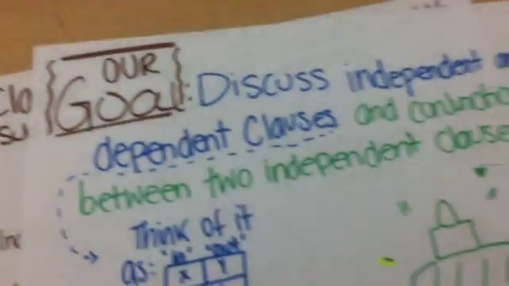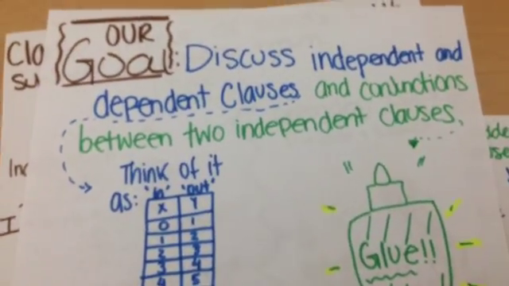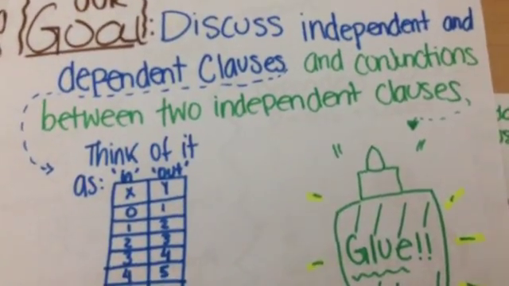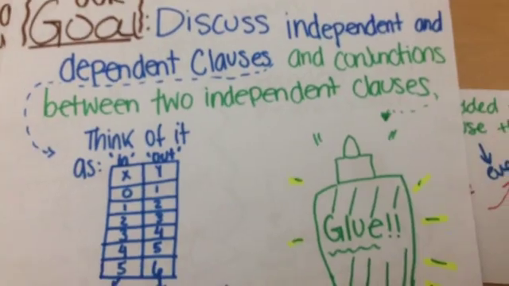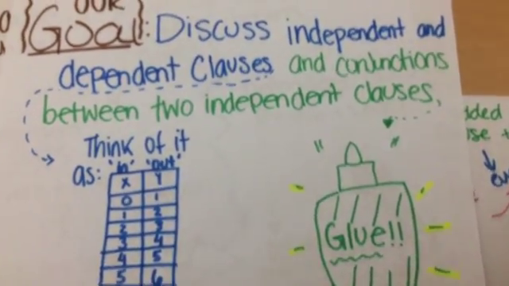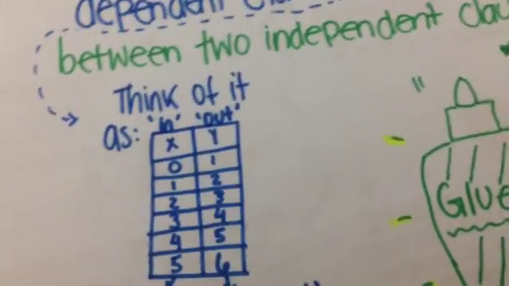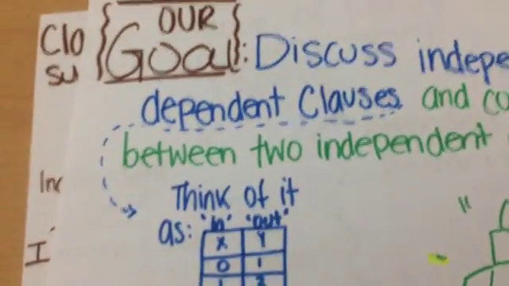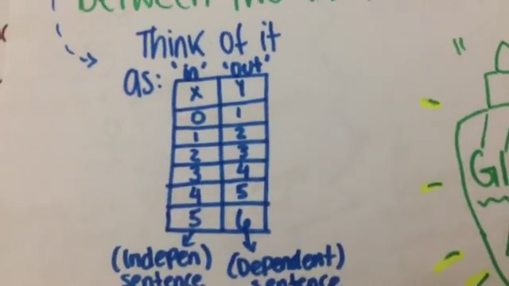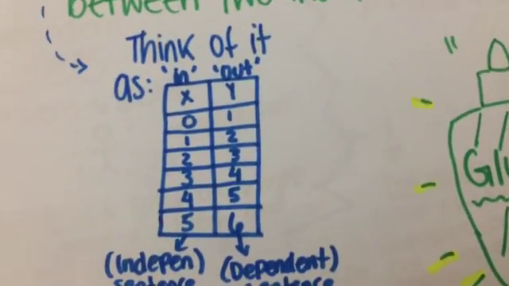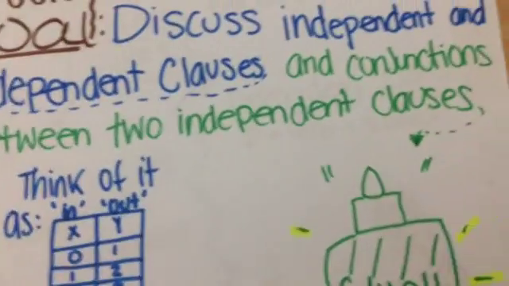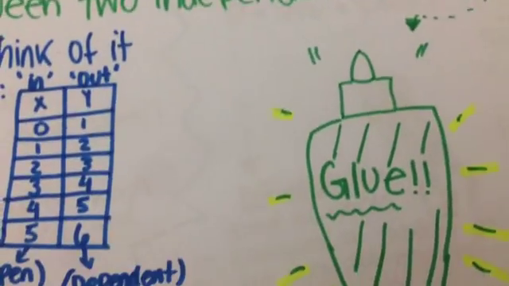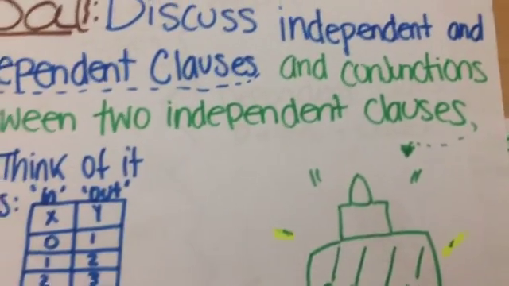So, our goal today is to discuss independent and dependent clauses and conjunctions between two independent clauses. First, think of the independent clause as the x variable in this math table, which only depends on itself, and think of the dependent clause as the y variable in this table, which only depends on the x variable to exist. Now, think of conjunctions as the glue that sticks together two independent clauses.